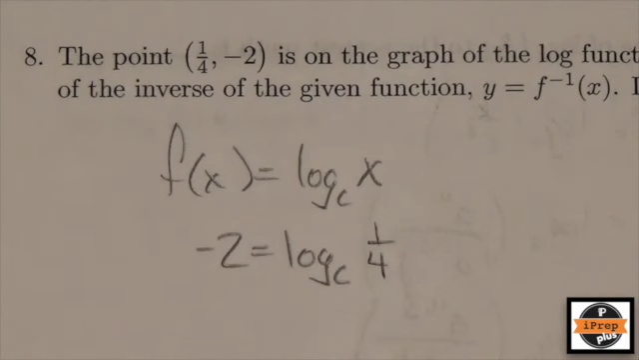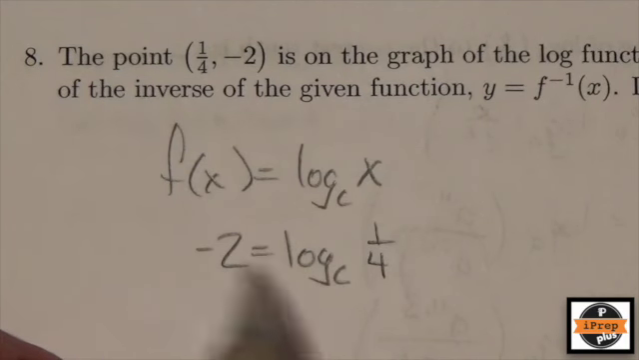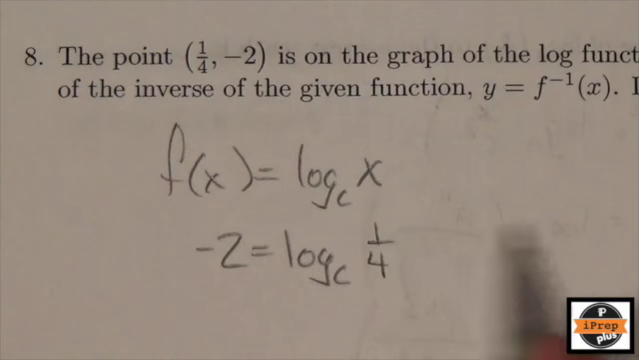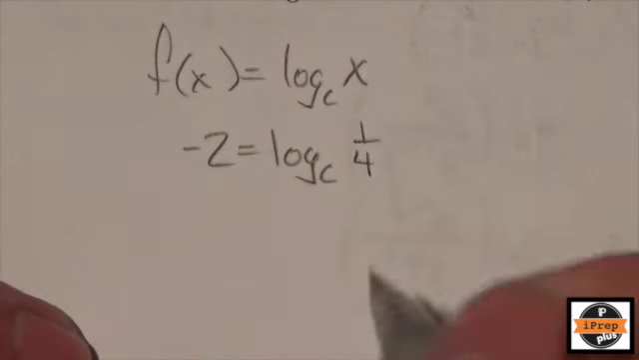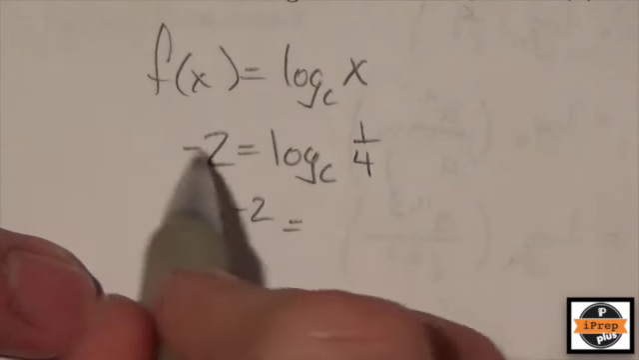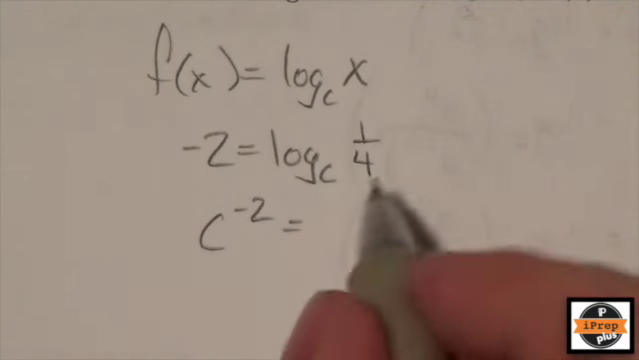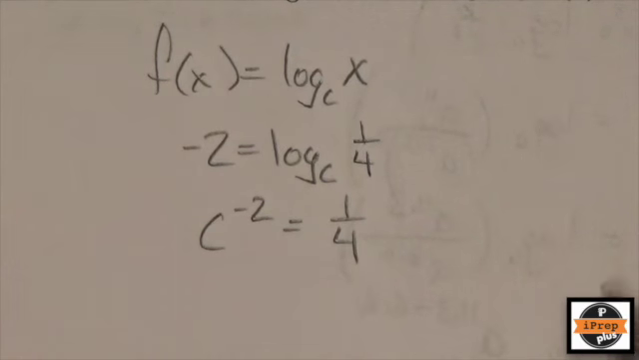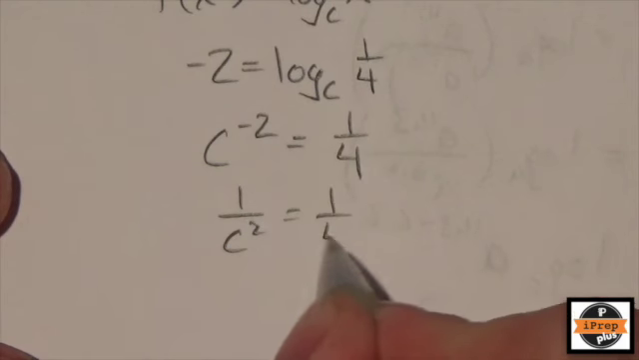Notice there's this unknown c here, but I am given enough information to figure that out. In a question like this, where there's more to it, that's probably what I'm being asked to do, to figure out what c is. So convert this to the exponential form, and I get c to the negative 2, because the base of the logarithm is the same as the base of the exponential function. The logarithm equals the exponent. This is supposed to equal 1/4. Well, c to the negative 2 means 1 over c squared is equal to 1 over 4.